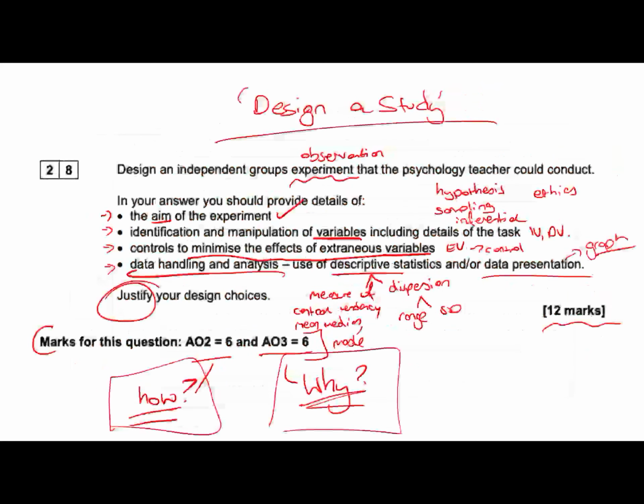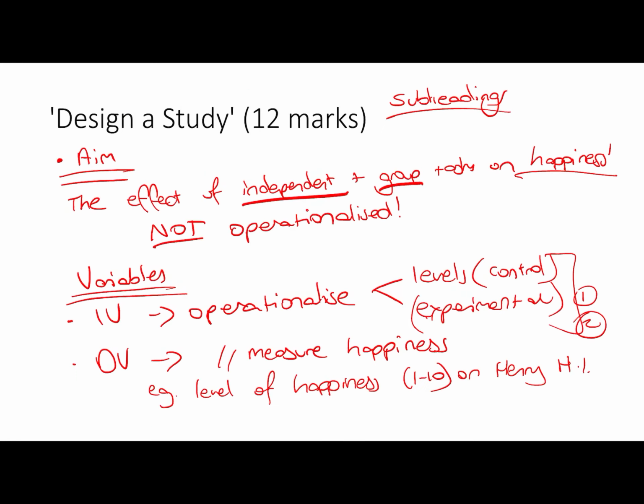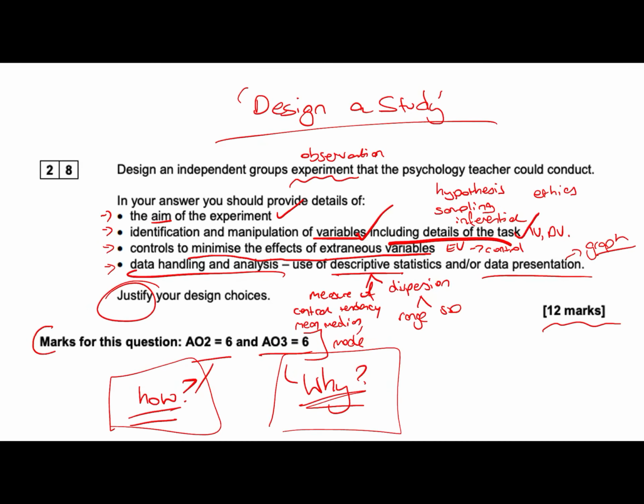Great, so I've identified and manipulated the variables, and now I need to include details of the task. So I actually need to do a little bit of work here on explaining what the method is going to be. So I might put task description and then explain how long the experiment's going to run for, exactly what participants are going to be required to do, exactly what that task is going to be, and just outline all the details of the experiment. The more detail, really, the better. And then I'll be able to give myself a tick here as well.